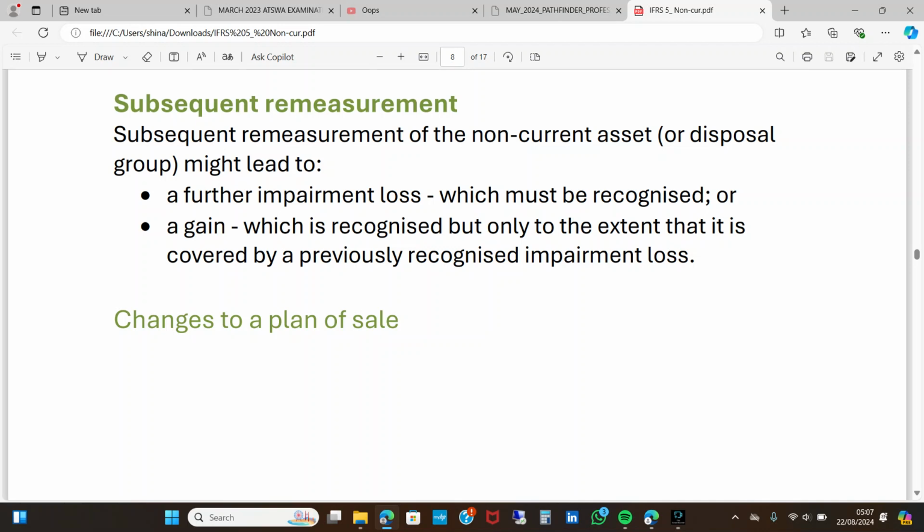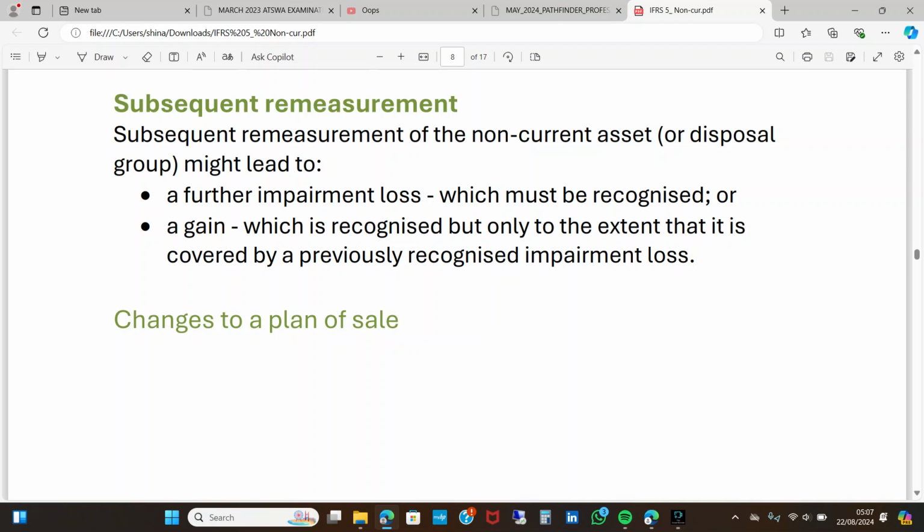So let's say an example. Let's say in the past, we have recognized a total impairment loss of 100,000. Now, this asset, we want to remeasure it. When we are remeasuring it, the value has now increased by 80,000. The previous loss we have recognized is how much? 100,000. So we can recognize the whole 80,000 as a gain. Why? Because the loss we recognized is still more than that.